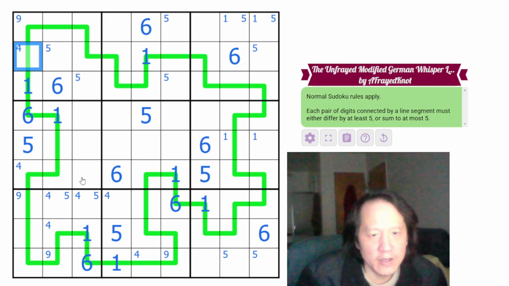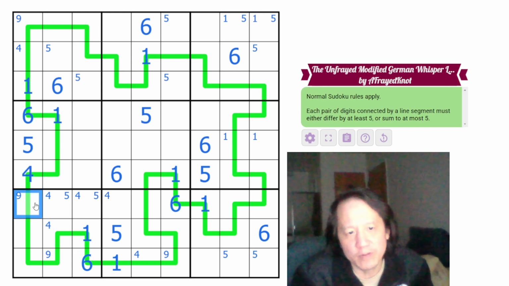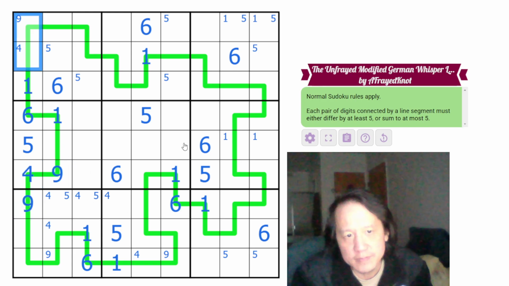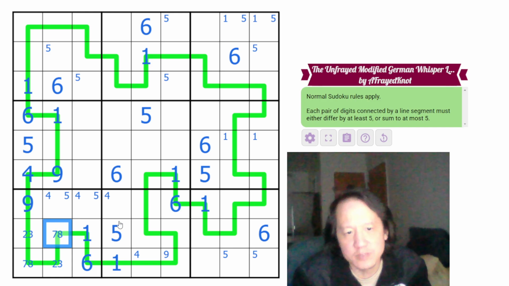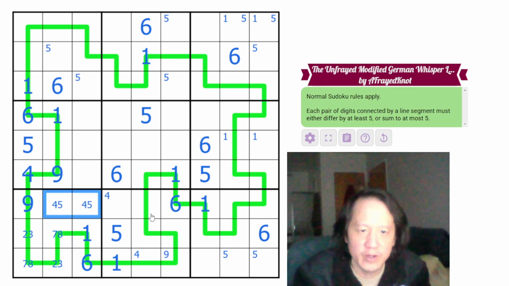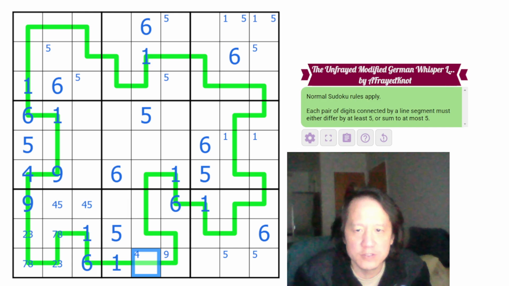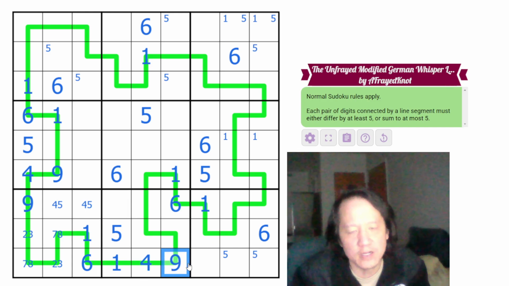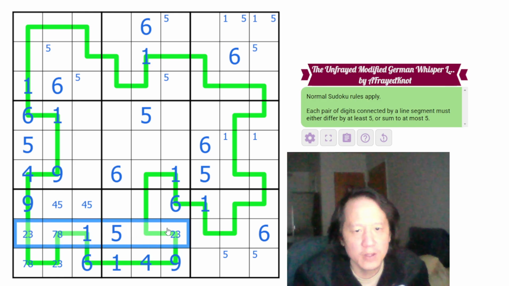Well, now we know this has to be 4. So this is 9 and 9. These can't be 4. This has to be next to a low, so this is 2 or 3. This cannot be too high, so one of these has to be low, which means this has to be high. Which means it must be next to a low, which must be next to a high, so this has to be 7 or 8. Therefore, this is a 4 or 5 pair, which means this can't be 4. So this is a 4, which means this has to be 9 to be next to it. This has to be a low to be next to that, so that's 2, 3. We have a 2, 3, 2, 3 pair now.